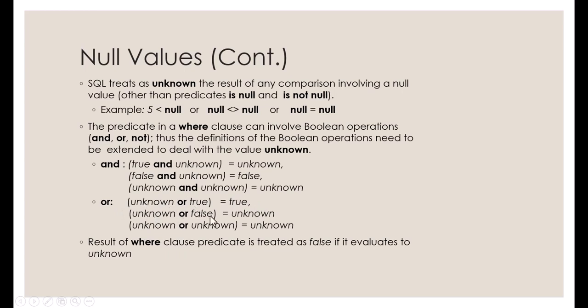Unknown or false. If this is true, the whole thing will be true. If it's true, this is true. If this is false, then it's false. Unknown or unknown: if it's true or true, we have at least one true, so it's true. If it's false or false, since we don't have any true, that whole thing will be false.